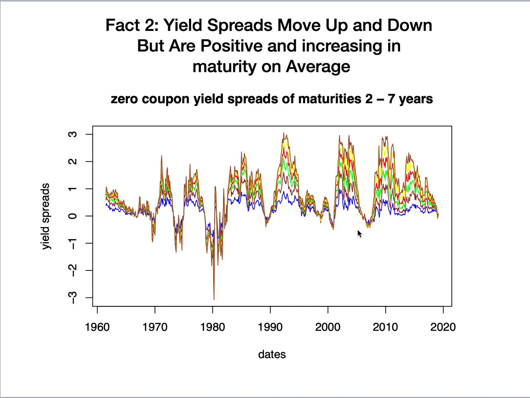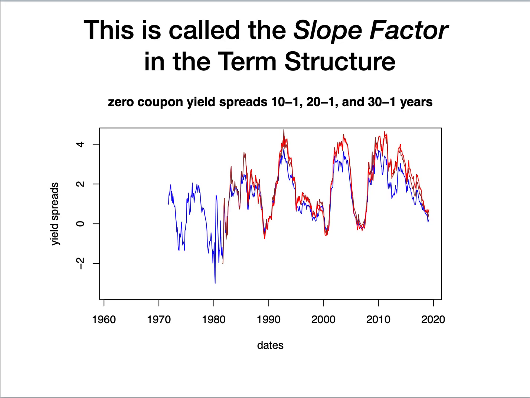So we talked about that. Here it's very steeply downward sloping. And this is a time when the yield curve is quite flat. This is a time when the yield curve is quite steeply upward sloping, because you notice these differences are quite large. And if we go further out, so this is now the yield spread of 10 years minus 1 year, 20 years minus 1 year, 30 years minus 1 year, we get this picture.